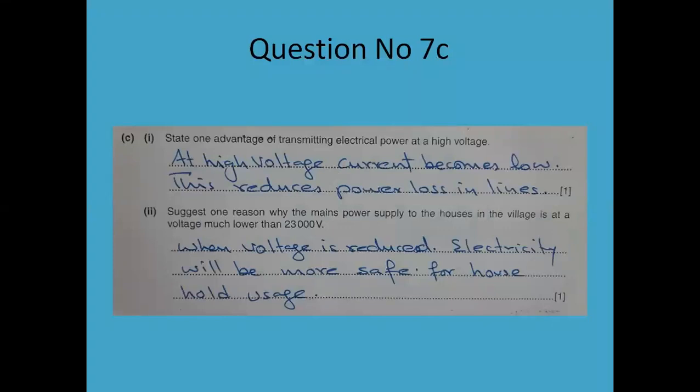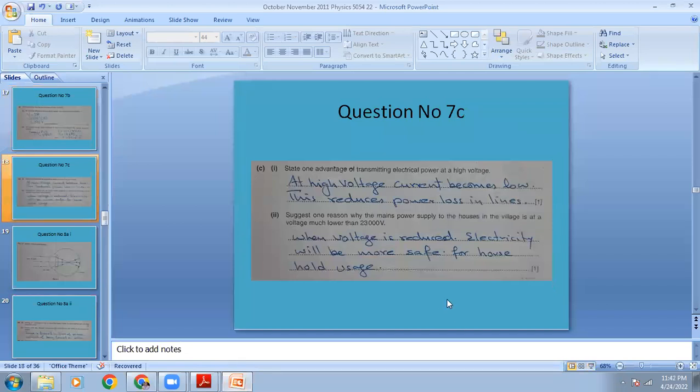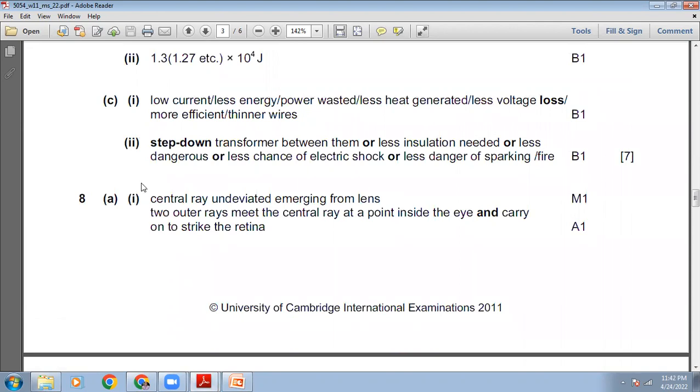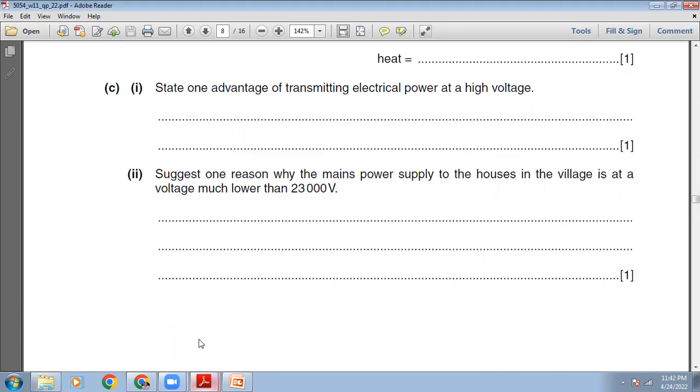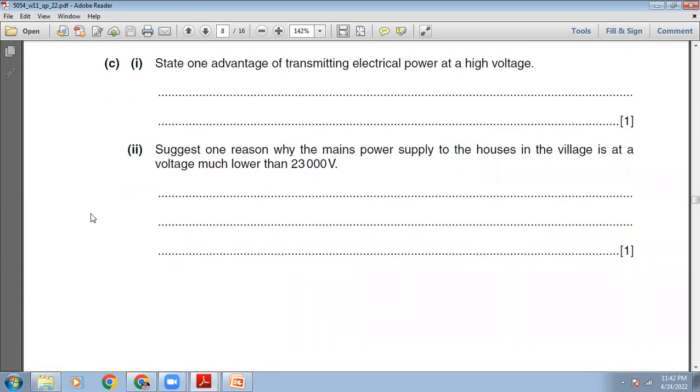At high voltage, the current becomes low. This reduces the power loss in the transmission lines. So let's have a look. Low current, less energy and power wasted, less heat generated, less voltage loss, more efficient, thinner wires. So when the current is less, you will need thinner wires.